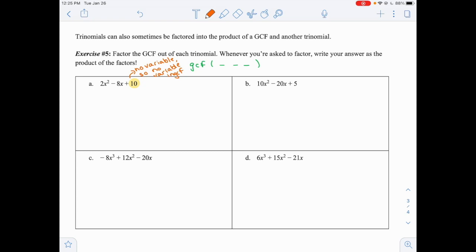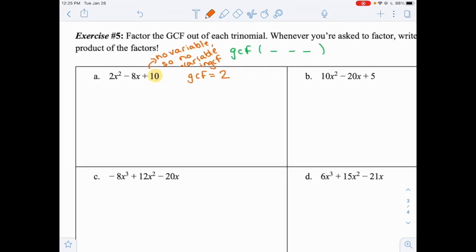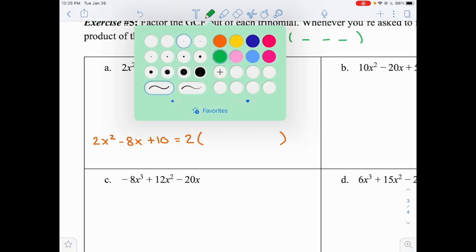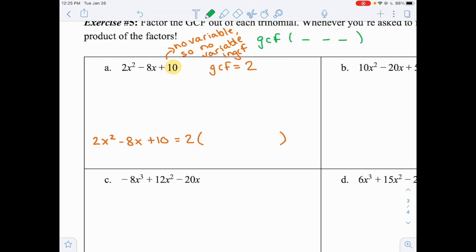So the GCF here is just going to be a number, and the highest number that divides 2, 8, and 10 is just 2. So we're going to be at eventually 2x squared minus 8x plus 10 is going to turn into 2 times some trinomial. And now I want to figure out what the blanks of my trinomial are going to be. So 2 times something has to get me 2x squared. That something is x squared.